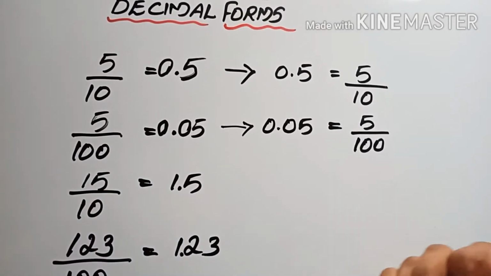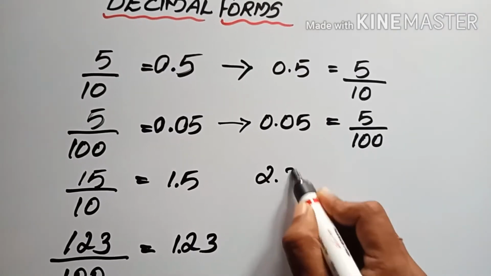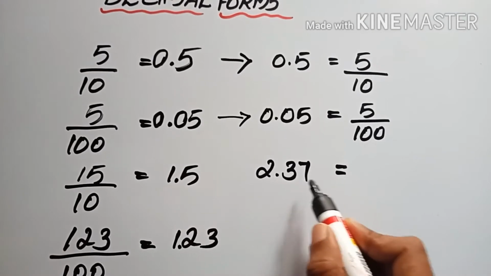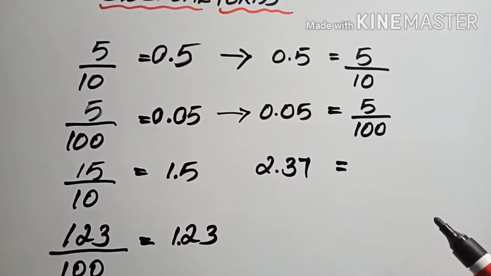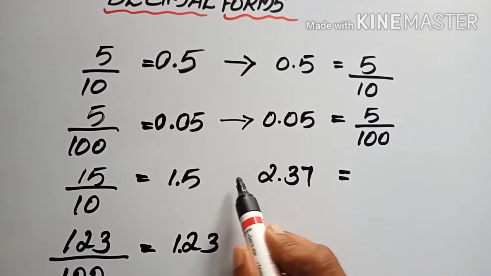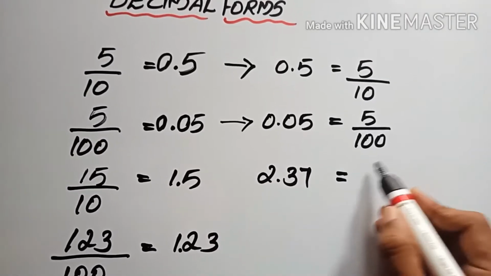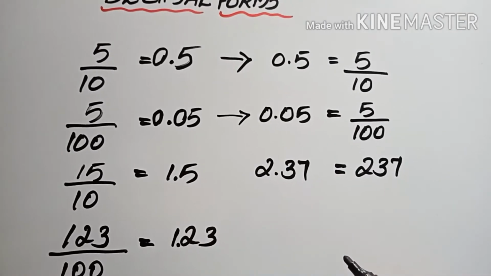Like this we can take another example. For example, 2.37. We need to write 2.37 in fraction form. How will we write 2.37 as a fraction? First write the number. Here the starting number has no 0, so we can consider the whole number. 2.37 means 237. Without the point, first we need to write that.